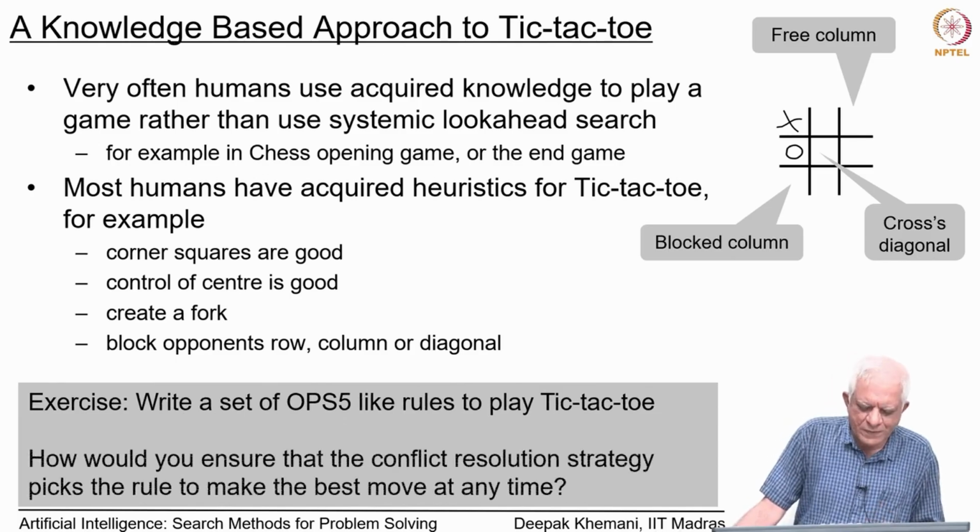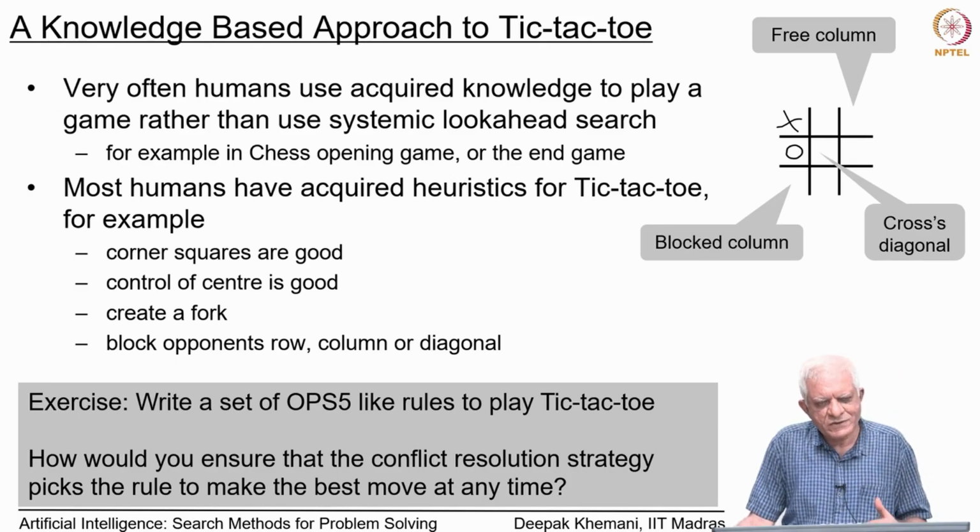So, write it in an OPS5 language. You have to obviously invent the vocabulary, what are the class names, what are the attribute names, and so on, and also give some thought to what should be the conflict resolution strategy, so that your program plays optimally, essentially. Remember that it is easy to play optimally in tic-tac-toe, essentially.